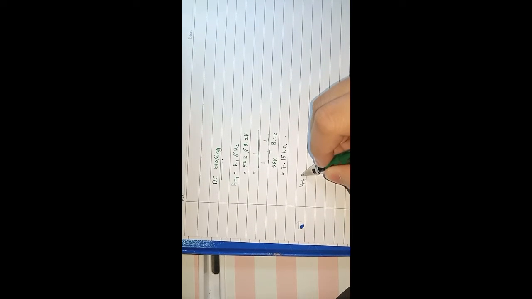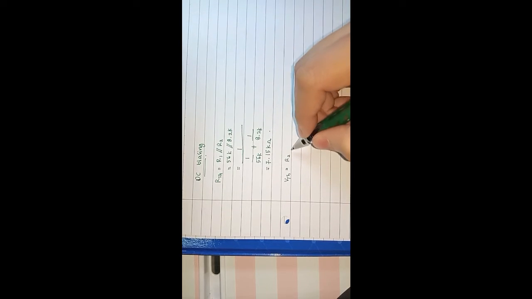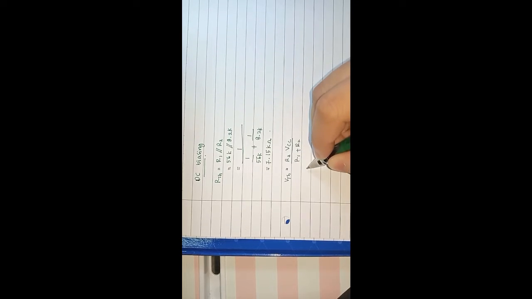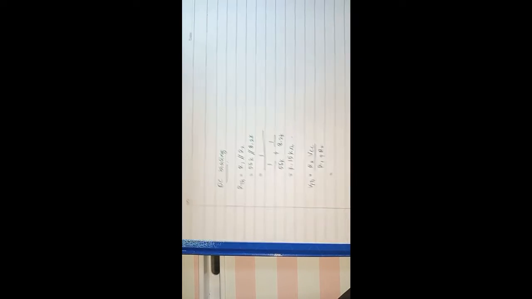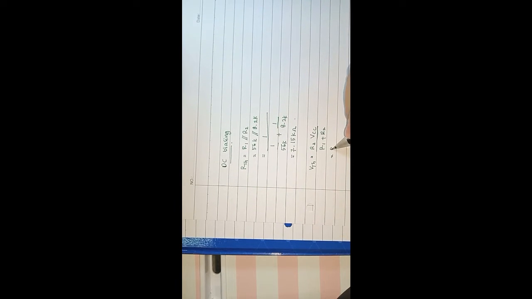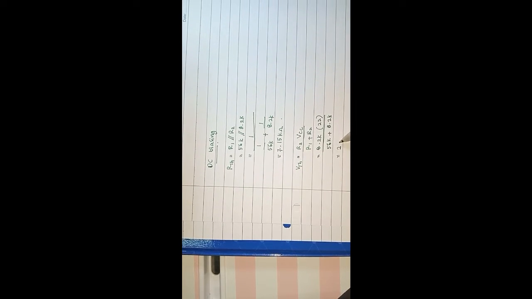And for the V Thevenin, it is R2 times VCC over R1 plus R2. Right here VCC is 22 volt. So R2 is 8.2 kilo times 22 over R1 is 56k plus 8.2 kilo. Right here we will get the answer for V Thevenin is 2.81 volt.